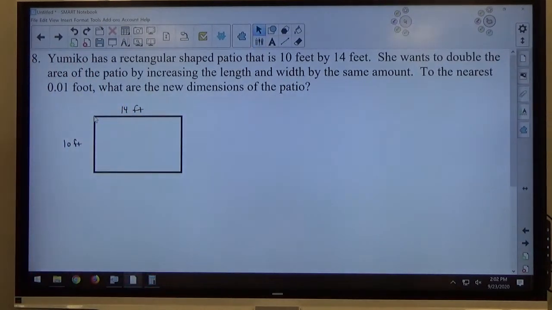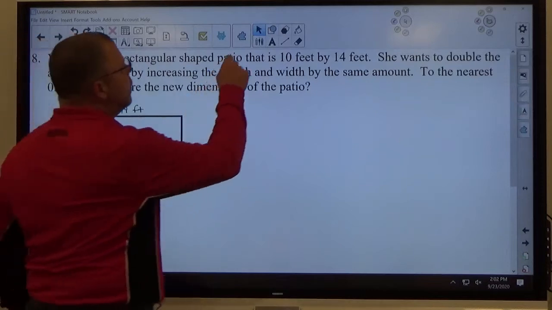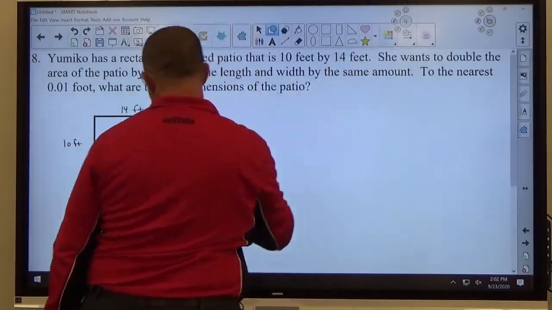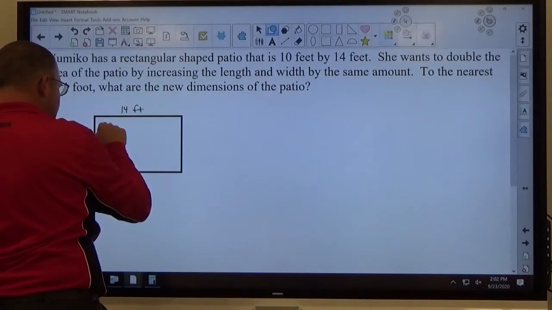Okay. She wants to double the area of the patio by increasing the length and width by the same amount. Does it tell you how much she's increasing it by? Double it. She's doubling the area, but it doesn't tell us how much she's increasing the length and width by. No. So if you imagine a new patio for Yumiko, and let's just say it's like this.